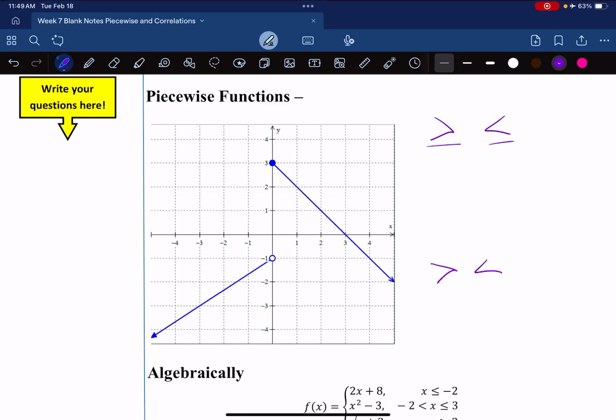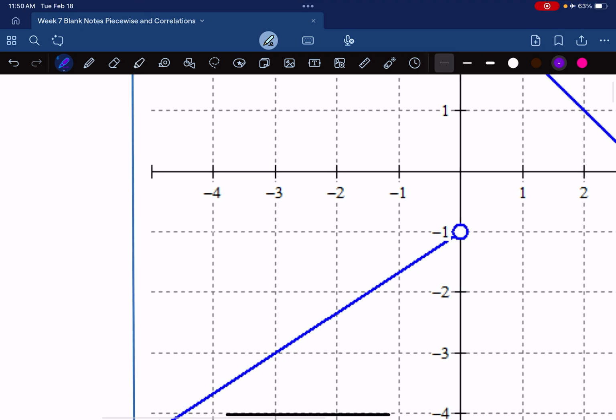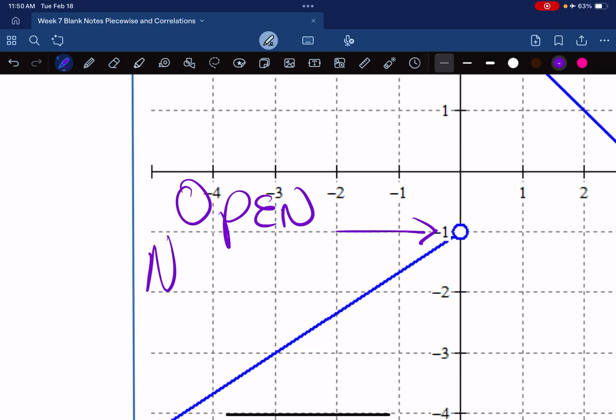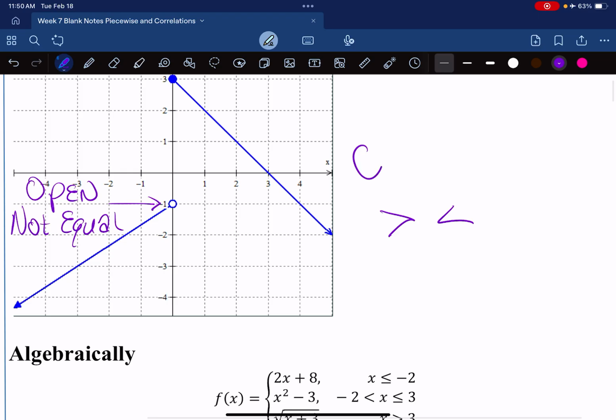So if we look at our first part of our graph, let's look right here, that has an open circle. So let's go ahead and mark open circle. And open circles means not equal to. It's not included. So open circles are used with these inequalities. So we're using an open circle.